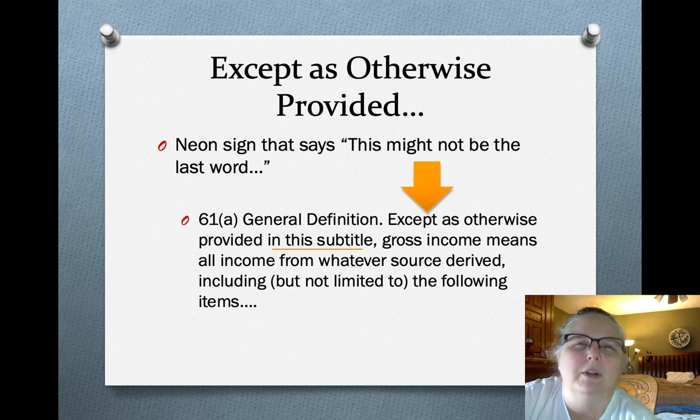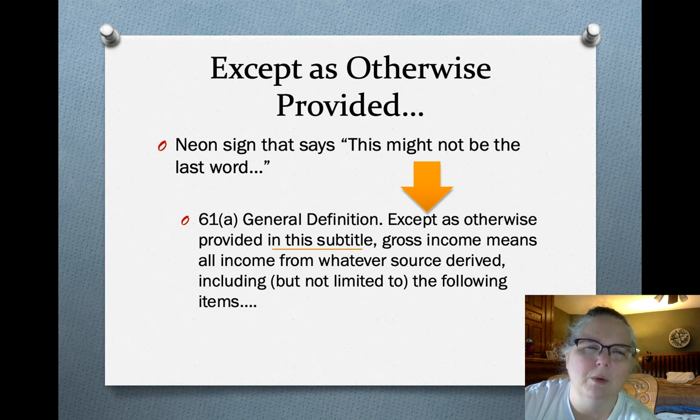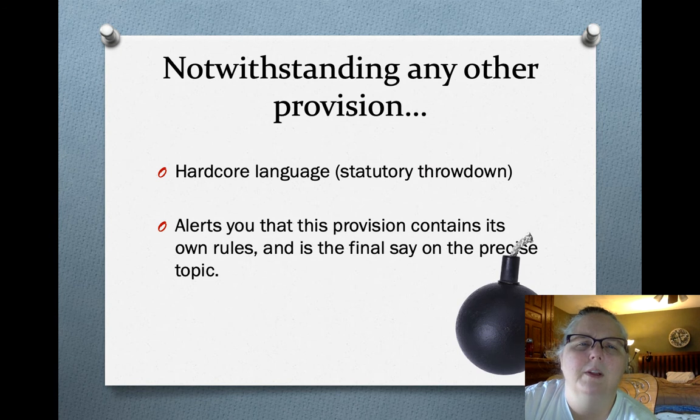So I'm looking at section 61 again. We have the general definition, and the first thing it says is "except as otherwise provided" in this subtitle. So anywhere else in the Internal Revenue Code, gross income means, and it gives the definition. But it leaves it wide open for you to understand that there are other things that refine this definition. This is not the last word.